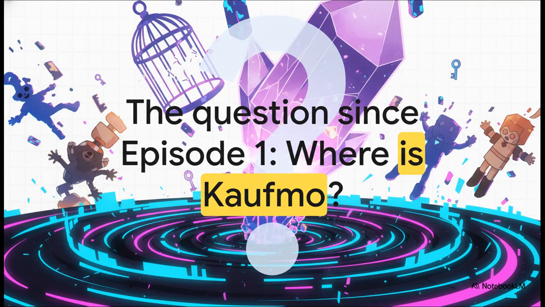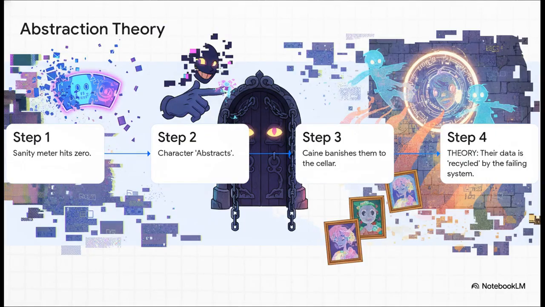It's the question we've all been asking since episode 1, right? Kane says he throws abstracted characters into the cellar to spare you all the horror, but we never see what happens next. Are they deleted? Just put in storage? Well, the truth seems to be way stranger than that. Okay, so let's walk through this theory. A character's sanity finally hits 0, and they abstract. Kane grabs them, banishes them to the cellar. But they aren't just locked away.